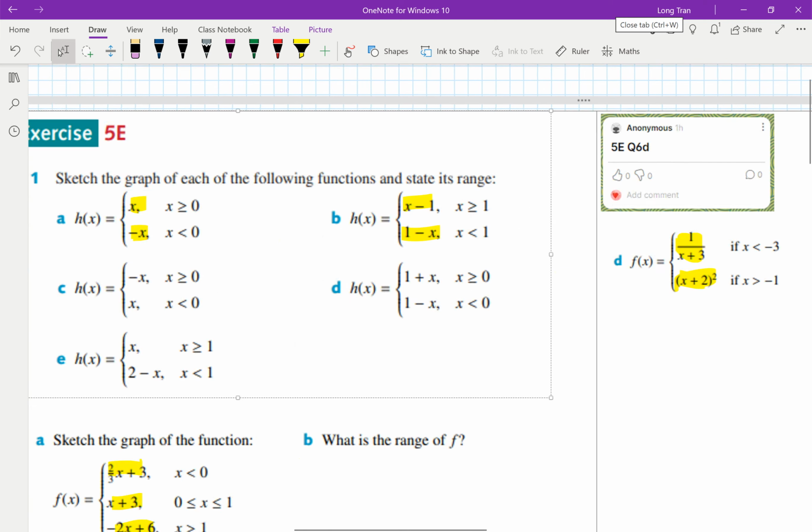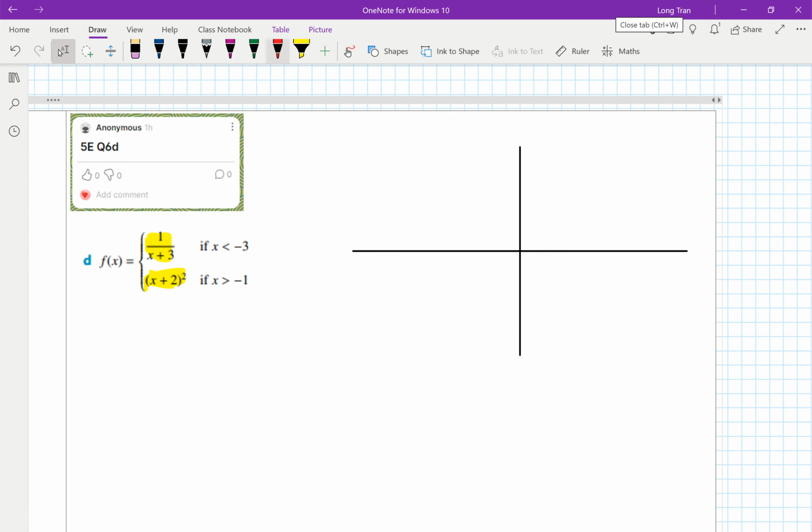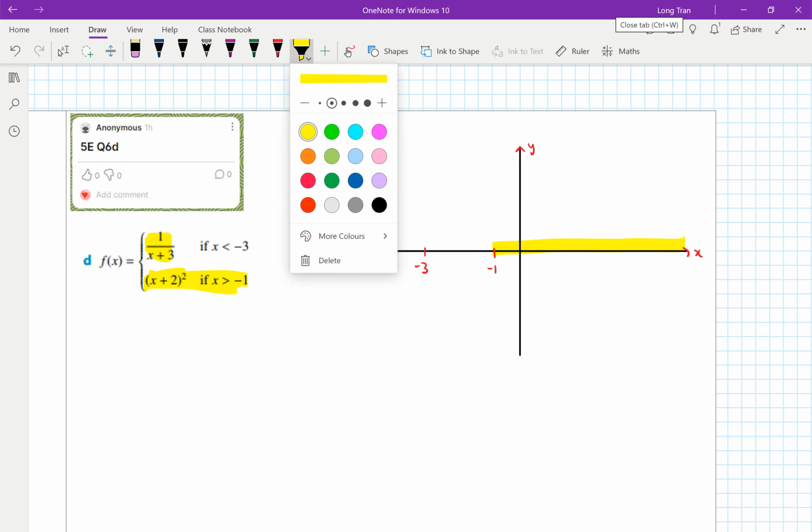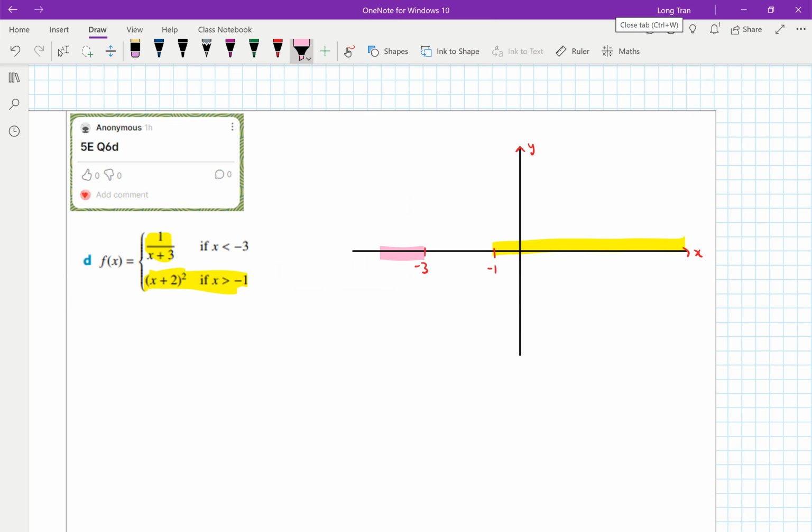Interesting. So it looks like we've got a domain that's separated here. For x less than -3, you sketch a rectangular hyperbola. I'd say -3 is here; it doesn't matter, I'm just choosing any area. The other one is greater than -1, so from -1 onwards it's going to be the parabola, and anything less than -3, which is this region, I will have the hyperbola.